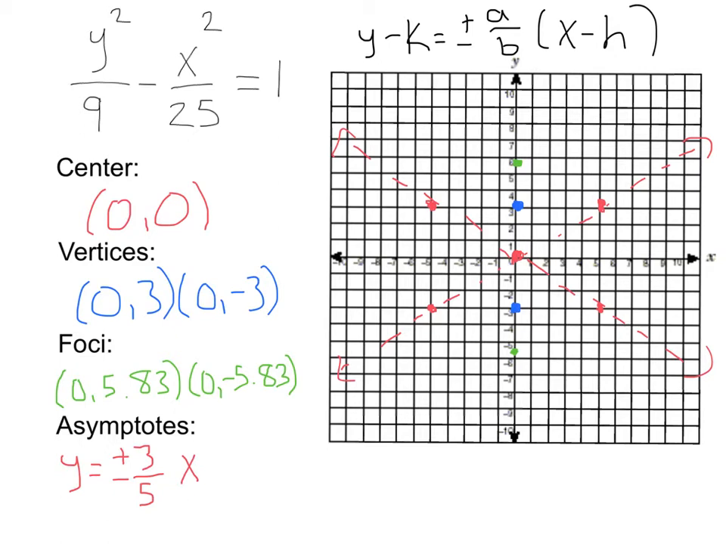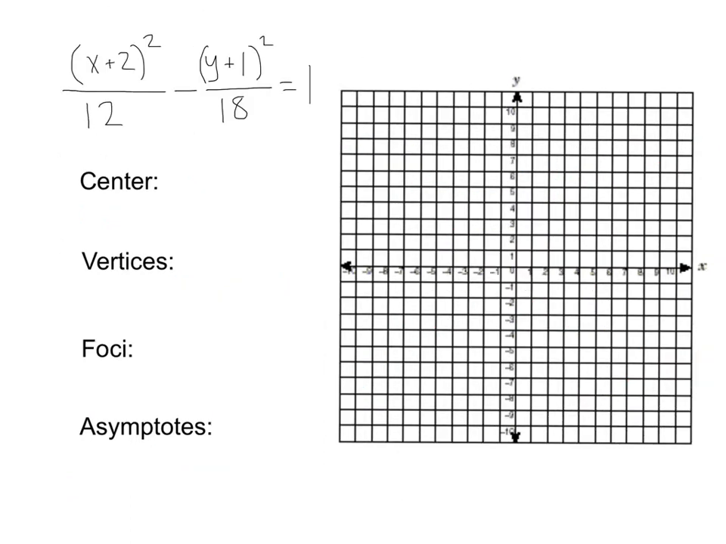Beautiful. Now we can draw our hyperbola. Just make sure that it follows each asymptote and goes through each vertex like so. And we've graphed our first hyperbola. Wonderful. Gold star, if you know what that means.